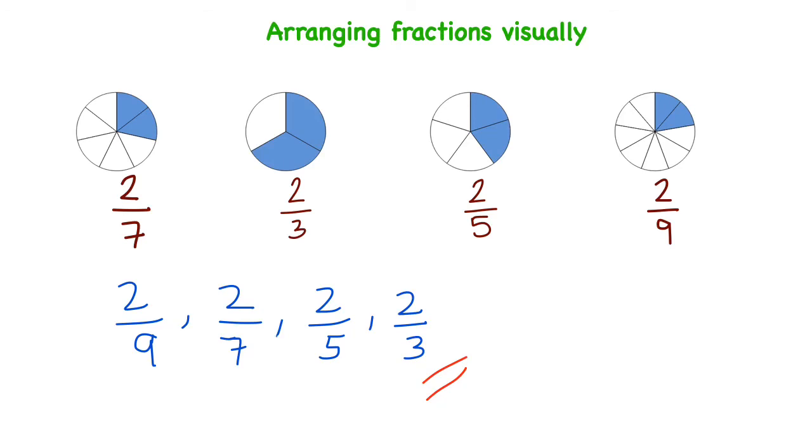Which will be the second? You guessed it right. It is 2/7. After that 2/5 comes and last 2/3. So how to write in ascending order? It will be 2/9 first, second will be 2/7, third will be 2/5, and the last one is 2/3.